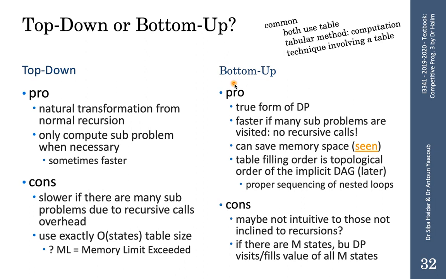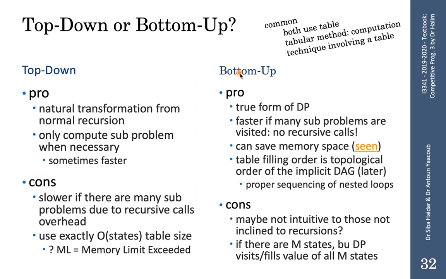And what about bottom-up? The pro of the bottom-up is that this is the true form of dynamic programming. In fact, it is faster because if there are many subproblems and they are all visited, it is an iteration, so there are no recursive calls. You can save memory space just like we have seen, and the table filling order is the topological order of the implicit directed acyclic graph. We will see later what the relation of the DAG is, but we saw it already in the beginning when we studied the overlapping. And this is the proper sequencing of the nested loops if you choose them well.